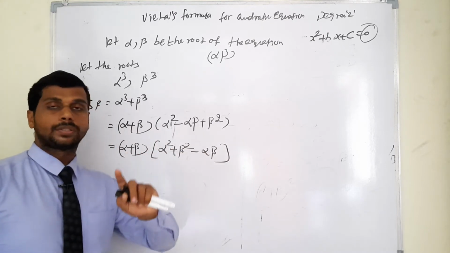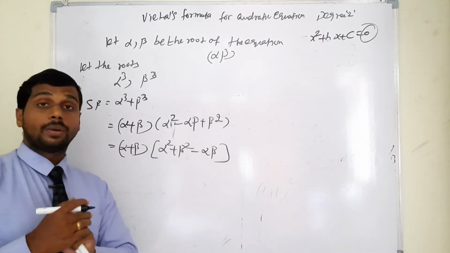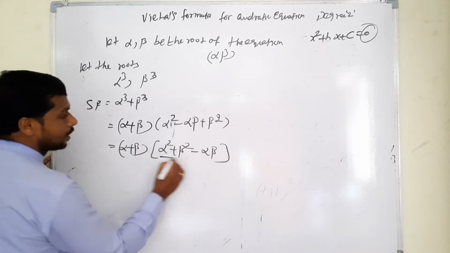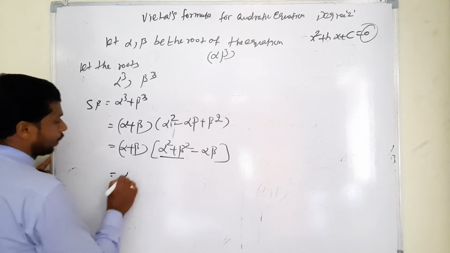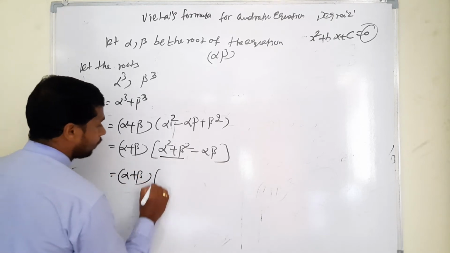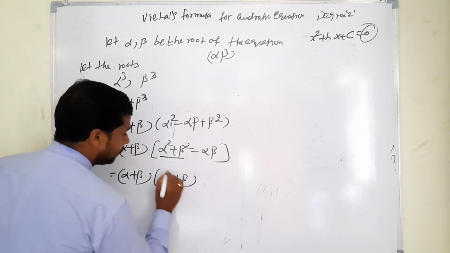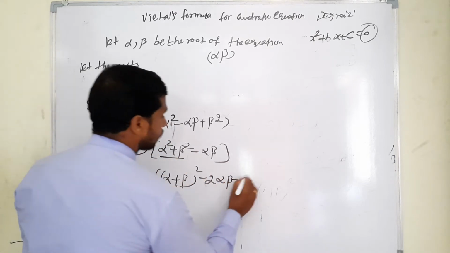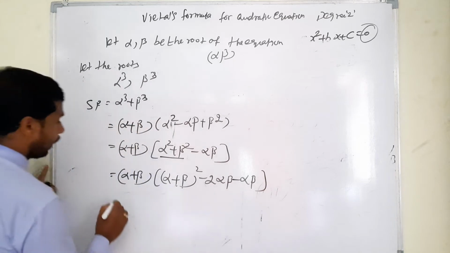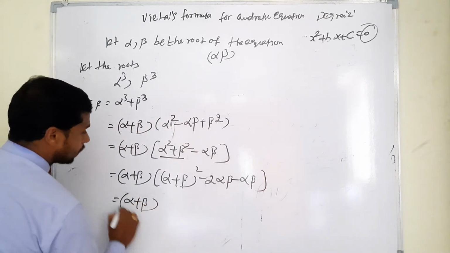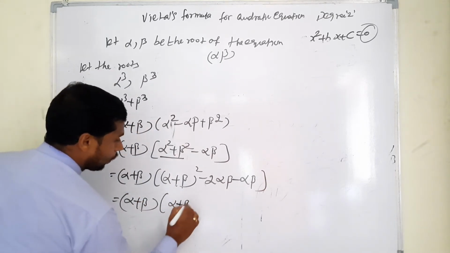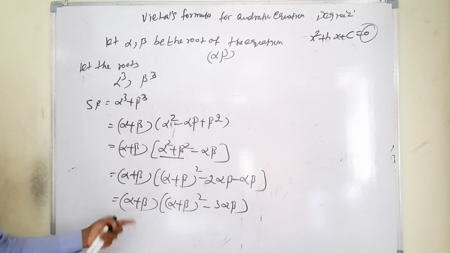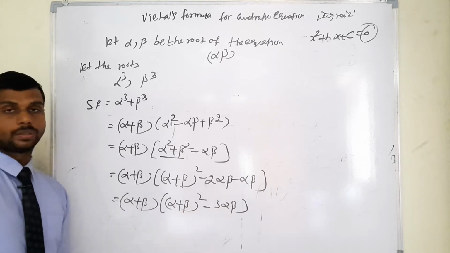Already we have done examples 4 and 5. Instead of alpha square plus beta square, what did you write? Alpha plus beta the whole square minus 2 alpha beta. With the same value we can write it instead of alpha square plus beta square. Therefore alpha plus beta, then alpha plus beta the whole square minus 2 alpha beta, and minus alpha beta is already there. Therefore the final term is alpha plus beta into alpha plus beta the whole square minus 3 alpha beta. This is the sum of the roots. Now we can apply the sum of the roots and product of the roots values.